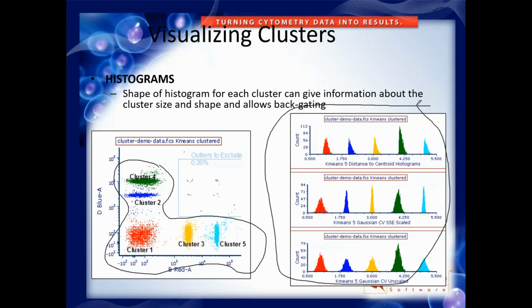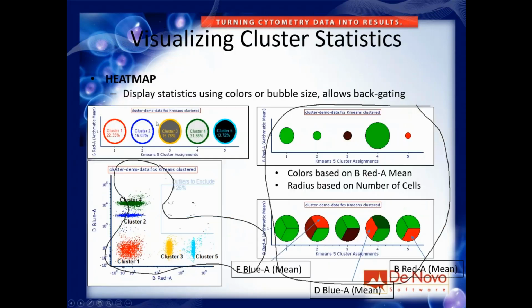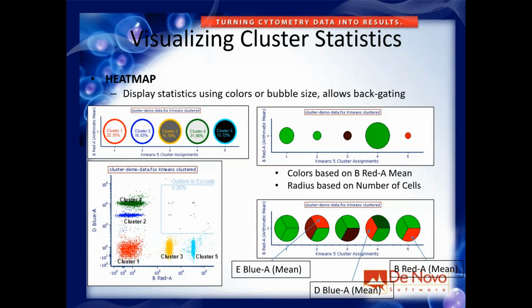And it's all in the manual about what characteristics you can look at per cluster. You can look at them on heat maps. So here you can see we have a heat map that shows the different clusters and shows the arithmetic mean of the red channel in each of the clusters, and the size of the cluster represents the number of events that were assigned to that cluster.